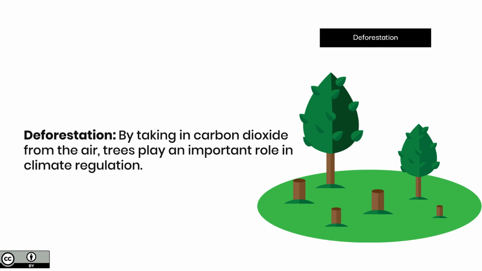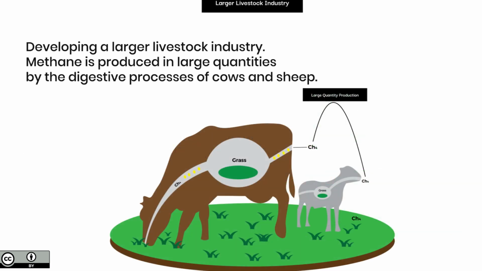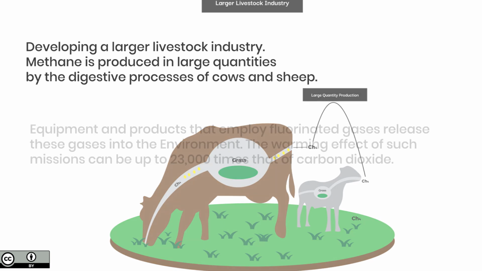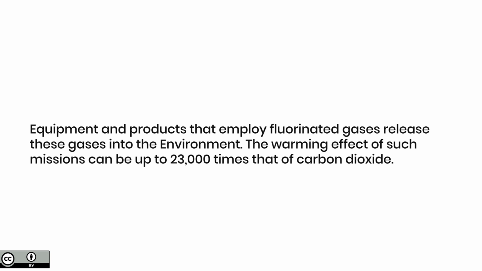2. Cutting down forests, deforestation. By taking in carbon dioxide from the air, trees play an important role in climate regulation. When trees are cut down, the carbon they had stored is released into the atmosphere through burning or the process of cutting down the trees, or through no means of taking in the CO2, where all these contribute to the greenhouse effect. 3. Developing a larger livestock industry. Methane is produced in large quantities by the digestive processes of cows and sheep. 4. Equipment and products that employ fluorinated gases release these gases into the environment. The warming effect of such emissions can be up to 23,000 times that of carbon dioxide.